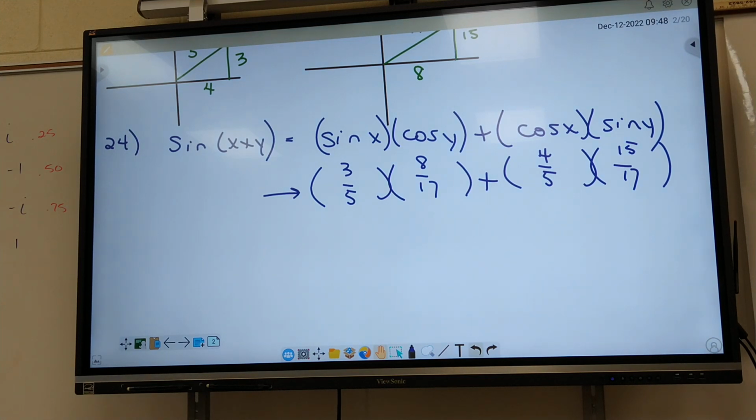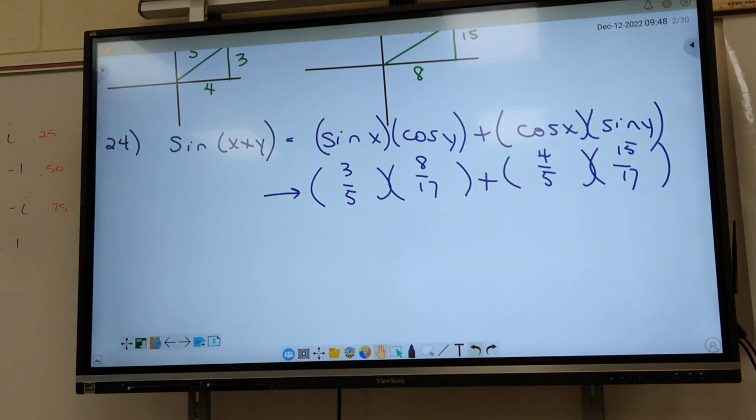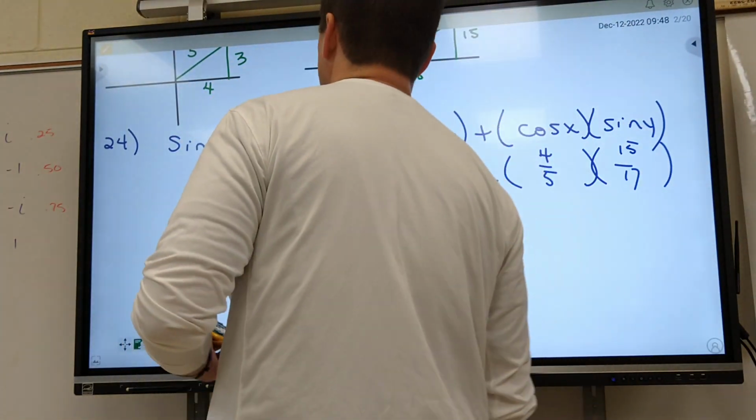So, I got 3/5 times 8 over 17 plus 4/5 times 15 over 17. Somebody give me an answer. My calculator gave me 84 on top, 85 on the bottom. There you go. 84 over 85.